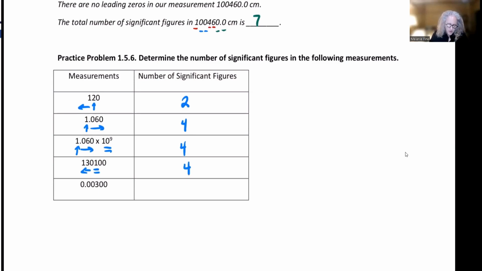And this number, 0.00300, sure as heck does have a decimal in the number. So we're going to start at the first non-zero digit and count to the right. So this would be 3. Notice in this example that we have leading zeros, which don't count. Leading zeros never count, but we have trailing zeros. So the 3 always counts, right? All non-zero digits count. And the trailing zeros count because somewhere in this number is an explicit decimal.